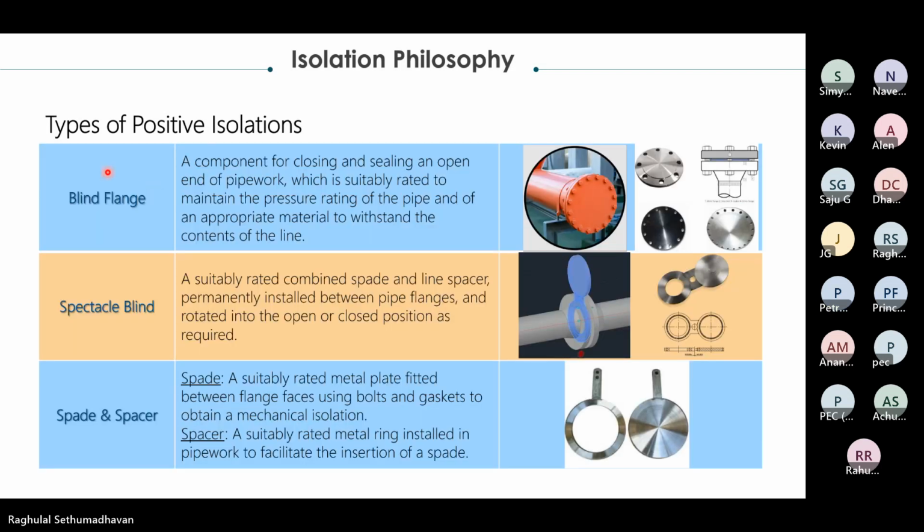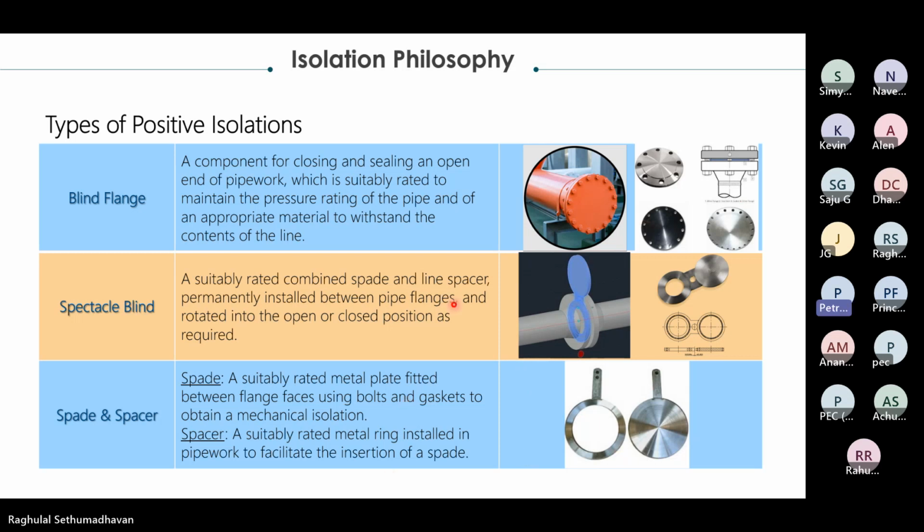See one by one, blind flange. What is a blind flange? It is kept at the end of the pipe. Now, spectacle blind. That also you all know. When we require a closed position, the spade area of the spectacle blind will be reversed. And if we require an open condition, the spacer will be reversed. So, spade and spacer is like the basic version of this.